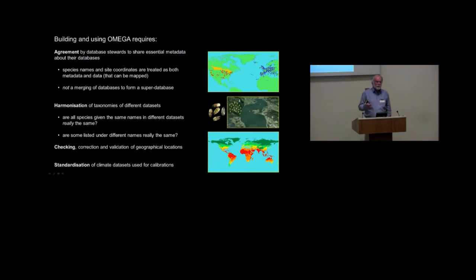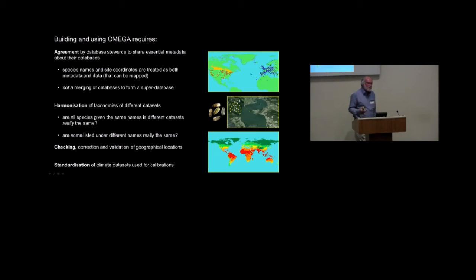So to build and use Omega, and I hope that some of these comments are more widely applicable, we need, first of all, an agreement by database stewards, the people who own or manage the various regional databases, to contribute to the project, to provide their metadata. We're treating species names and site coordinates as both metadata and data, so that we can map the metadata, so that you can search on a map and find where you will find information about certain species, which databases to go to. We are not trying to merge regional databases to make a super database. We're leaving regional databases intact, if you like.